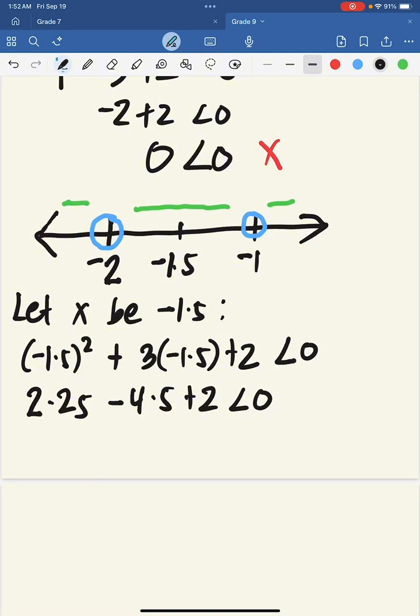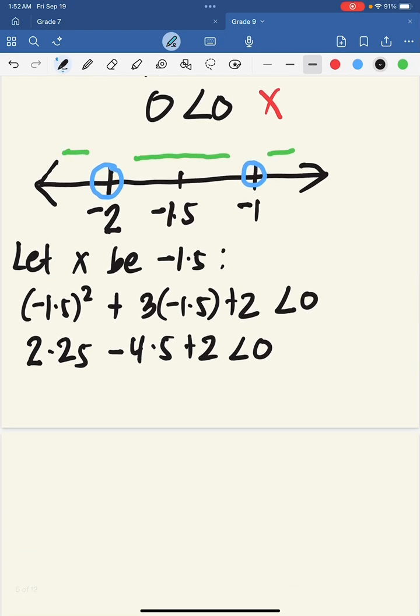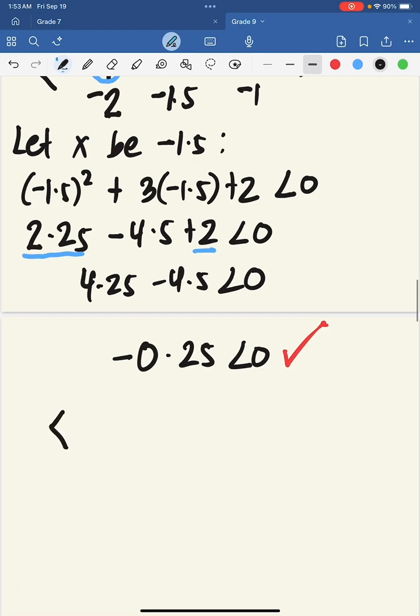So we have here 2.25 minus 4.5. Let's just add this simply. We have 2.25 plus 2 is 4.25. 4.25 minus 4.5 is less than 0. Based on this, 4.25 minus 4.5 gives negative 0.25, which is actually true, since it is less than 0.